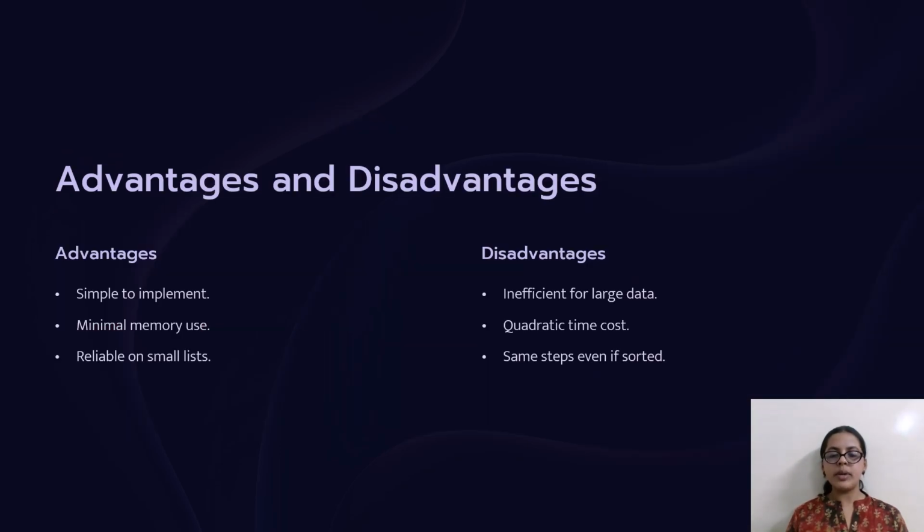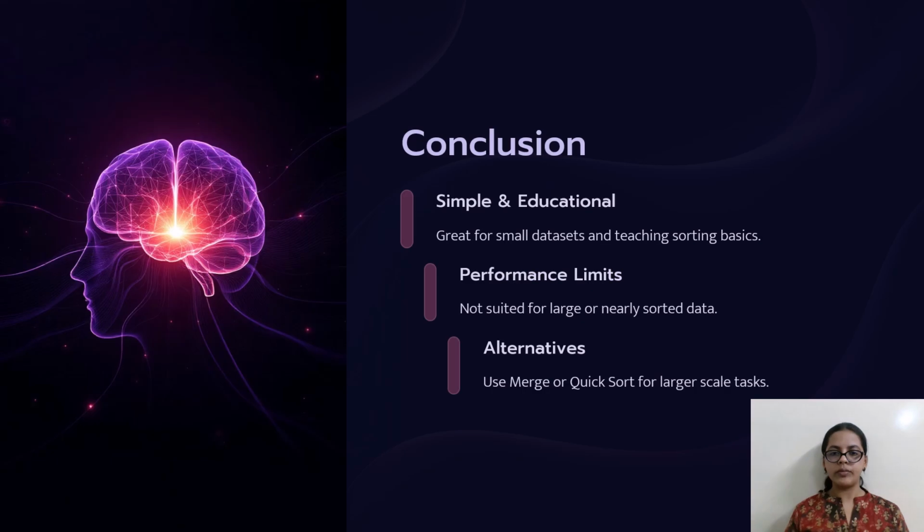Now let's look into some advantages and disadvantages of selection sort. Advantages: it is simple to implement, minimal memory use, and reliable on small lists. Disadvantages: inefficient for large data, quadratic time cost, and same steps to be followed even if it is sorted.